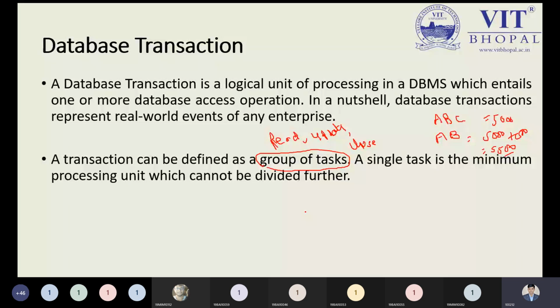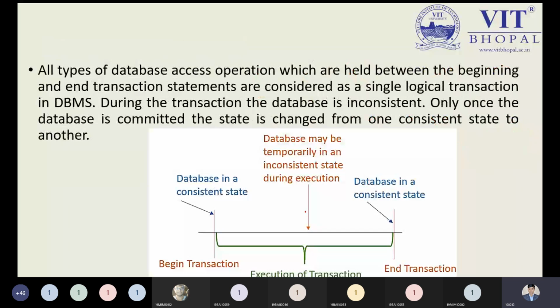Okay, so now all types of database access operations which are held between the beginning and the end transaction statement are considered as a single logical transaction. This is the thing you need to keep in mind: a single logical transaction in a database management system.